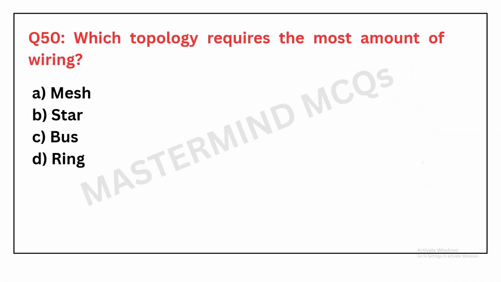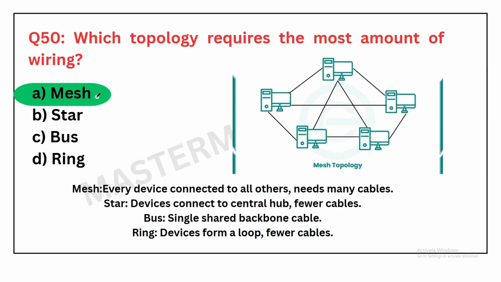Which topology requires the most amount of wiring? Option A, mesh. Option B, star. Option C, bus. Option D, ring. The right answer is option A, mesh.